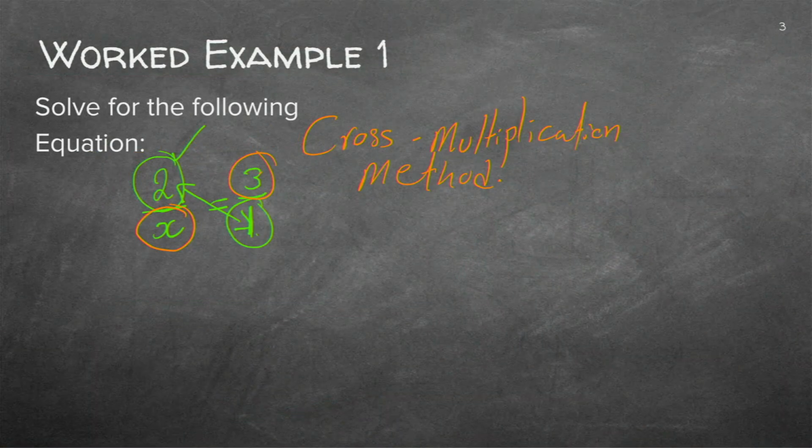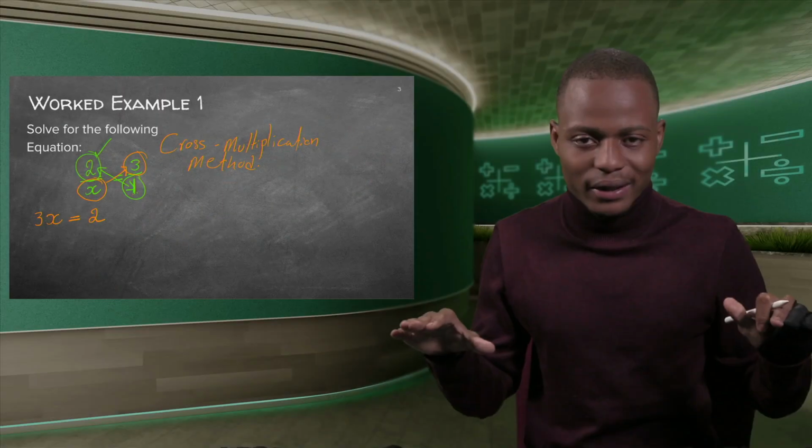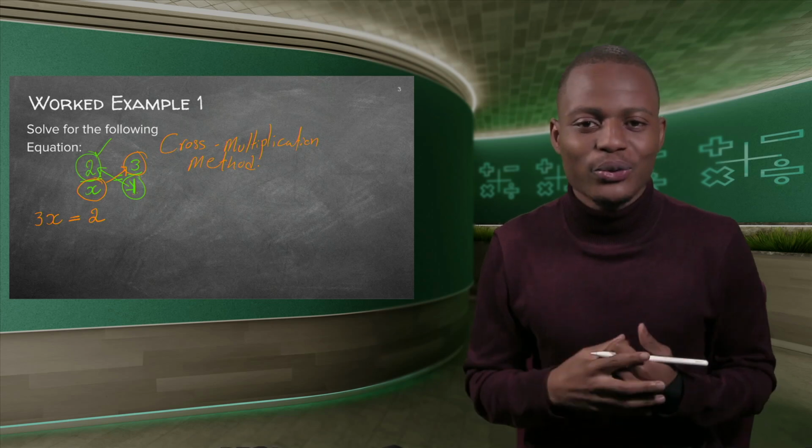So we are multiplying x and 3. So x times 3 will be 3x, and you bring back the equal sign. What is 2 multiplied by 1? We are going to get 2. Now it looks like the straight linear equation that you're used to.